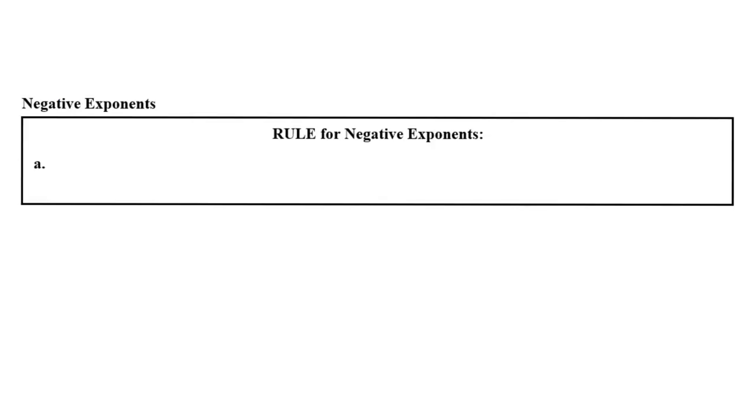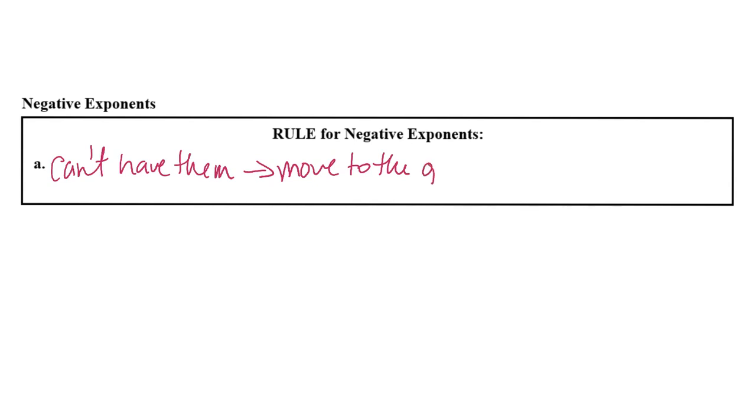Last rule is that negative exponents, we can't have them. Can't have negative exponents. So what we do is we move them to the opposite part of the fraction. And I'll show you some examples of what that means.